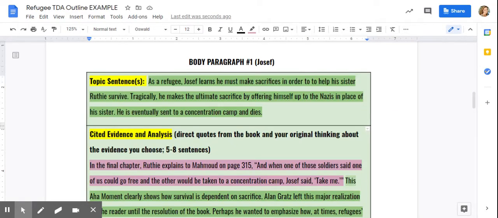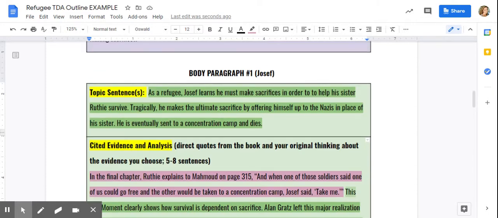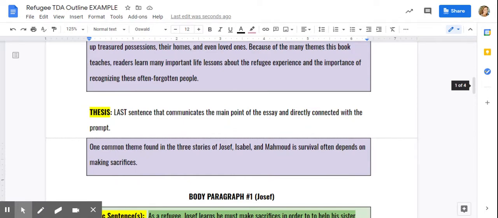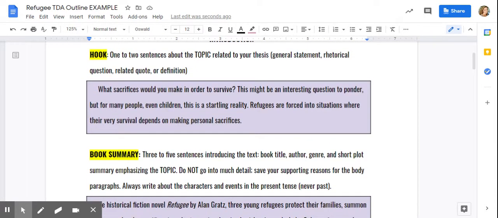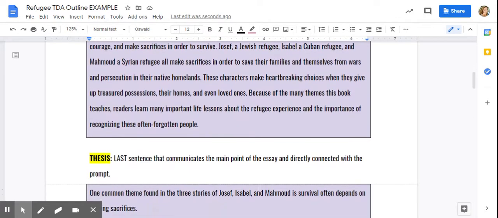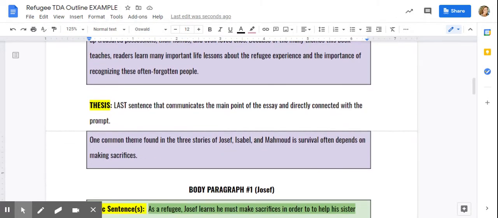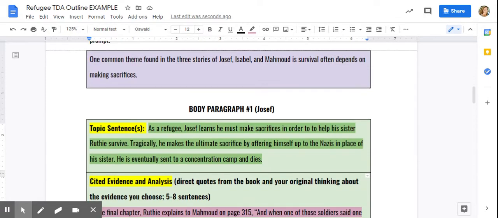All right, welcome back. It's time to write your body paragraphs. Make sure that you have your organizer completed for your introduction. Remember, your introduction has three parts: the hook, the book summary, and the thesis. And now we're ready to move into the body paragraphs.